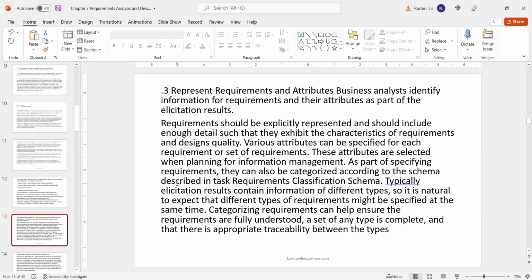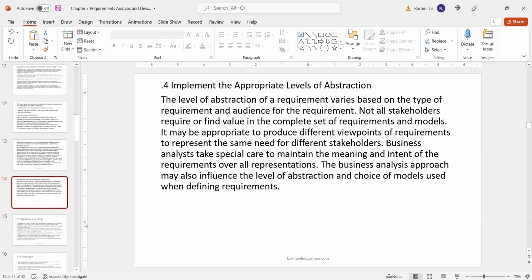Represent requirements and attributes. Business analysts identify information for requirements and their attributes as part of the elicitation results. And the last element is implement the appropriate levels of the abstraction. This goes down to the breadth and the depth of the requirement.